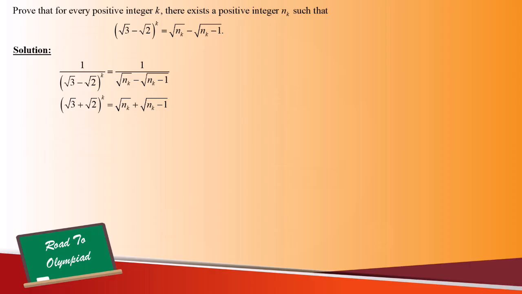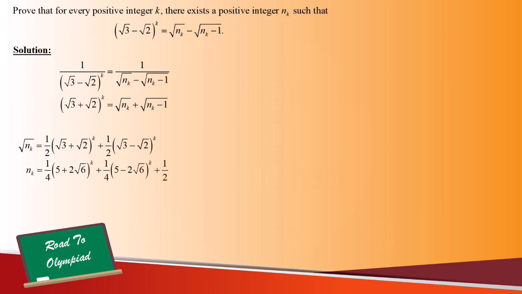Adding the equation we obtained just now with the given equation in the problem, we have 2√n_k = (√3 + √2)^k + (√3 − √2)^k. Dividing both sides by 2, squaring both sides, and factoring out 1/4, we have n_k = 1/4 × ((5 + 2√6)^k + (5 − 2√6)^k + 2).